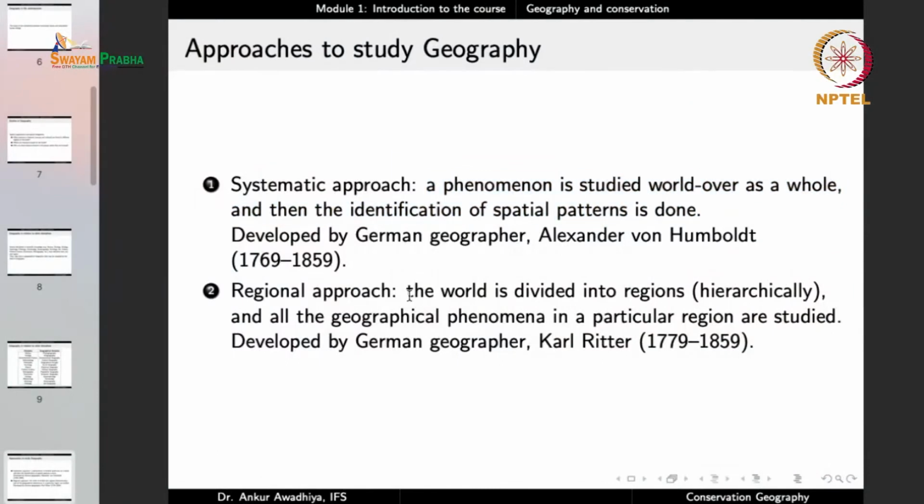Whereas in regional approach, the world is divided into regions hierarchically, and all the geographical phenomena in a particular region are studied. The systematic approach was developed by Alexander von Humboldt, who was a German geographer, and the regional approach was developed by Karl Ritter, again a German geographer. And you can see that both of them lived nearly at the same time. So these are two different approaches to study geography.